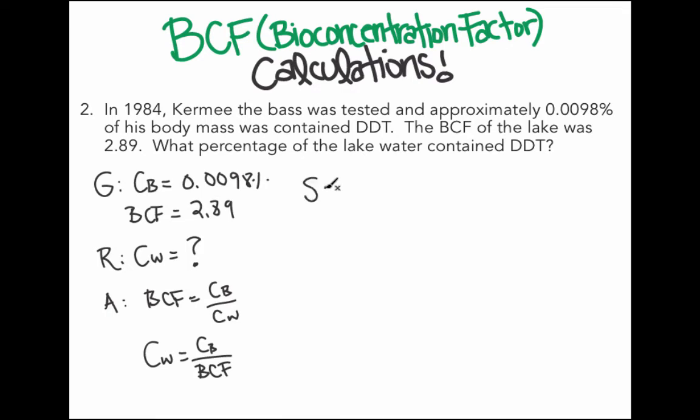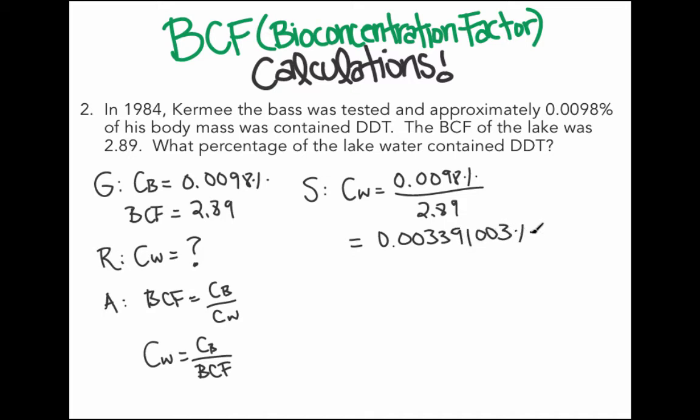The next step is S for substitute and solve. You need to sub in the values that are given to you into your equation. That would be 0.0098% divided by 2.89. When you plug that into the calculator, you will get 0.003391003%. Now, this answer has 1, 2, 3, 4, 5, 6, 7 sig figs. But your question, the values they give you, this has 2 sig figs and this has 3 sig figs. That means your final answer only needs to be in 2 sig figs. So you need to be able to convert this number into 2 sig figs.